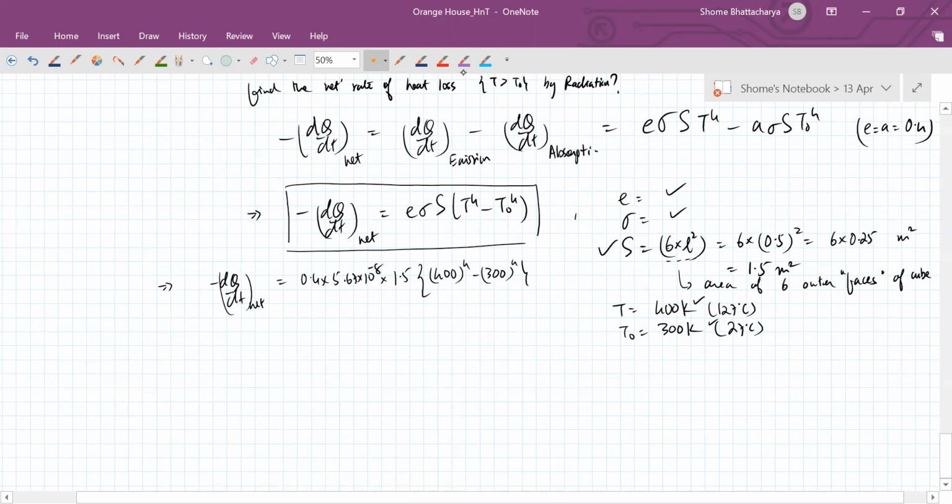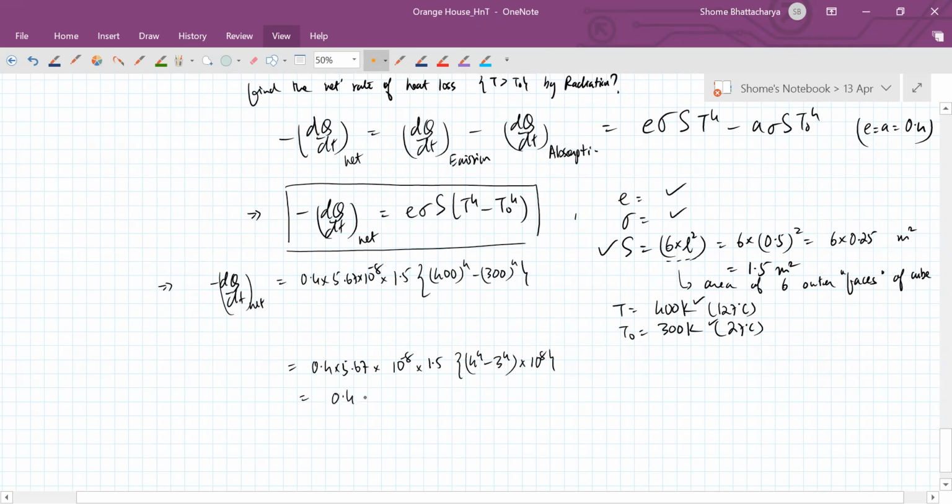Okay, people. So yes, let's calculate the value of this. As you can see, this will be 0.4 into 5.67 into 10 raised power minus 8 into 1.5 into 4 to the power 4 minus 3 to the power 4 into 10 raised power 8.